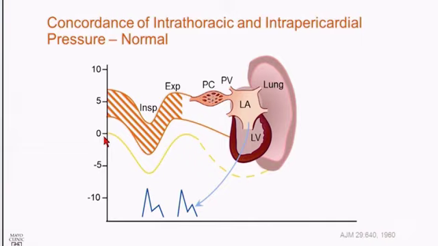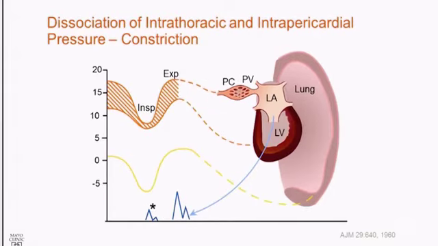In health, with inspiration, intrathoracic pressure falls related to the bellows action of the chest. And in concordance with that fall of intrathoracic pressure, extracardiac pressure in the pulmonary capillary bed falls, and intracardiac pressure in the left atrium and the left ventricle fall equally. As a result, the gradient from pulmonary capillary bed to left ventricle for left ventricular filling is constant through the respiratory cycle, and you have a constant amplitude expression of left ventricular filling, the transmitral inflow signal.